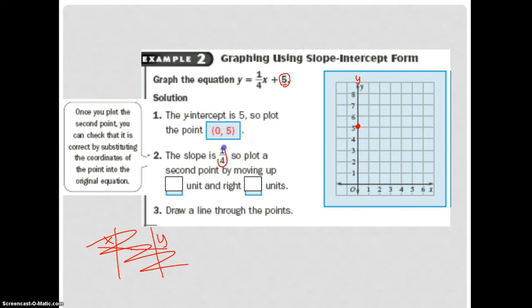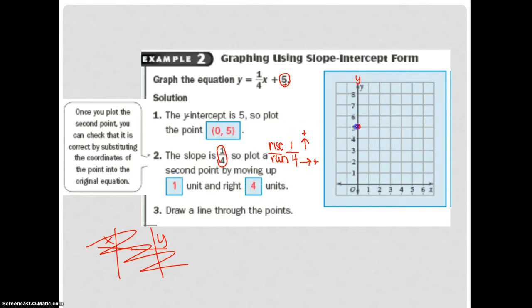The slope then is 1 over 4. So plot a second point by moving up and right. Why up and right? Because the slope is a fraction. And remember, we have rise over run when we talk about slope. Because it's a positive 1, we go up. Remember, positives are going up. And because it's a positive 4 in the denominator, we go to the right. So we're going up 1, right 4.